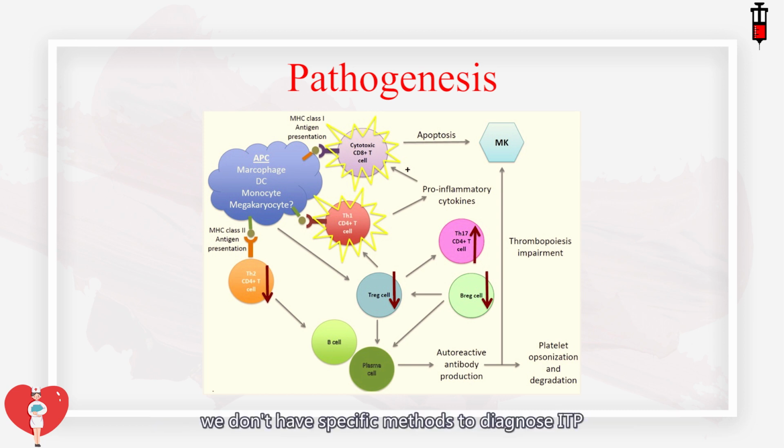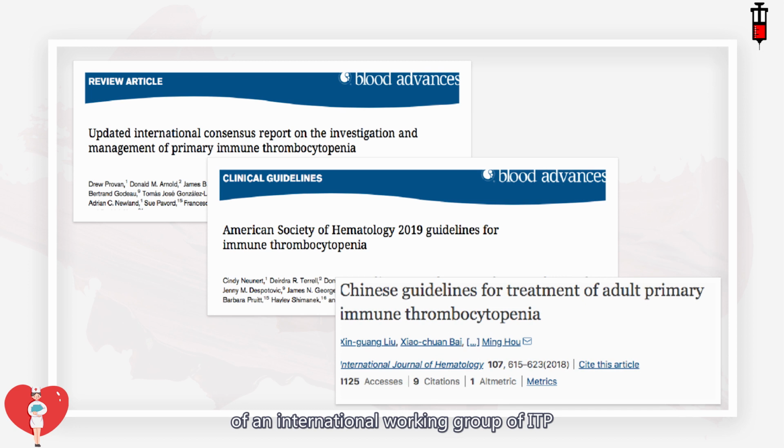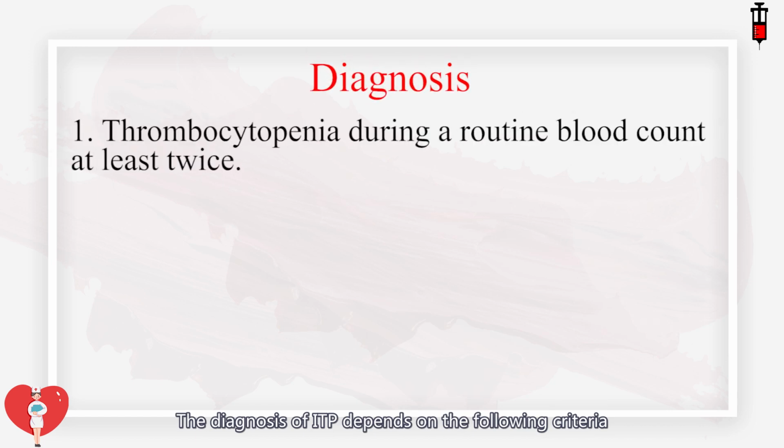In other words, we don't have specific methods to diagnose ITP. And the highest correct rate of diagnosis is close to 85%. In other words, still 15% of patients can be misdiagnosed. According to the guidelines of the International Working Group of ITP, the guidelines of the American Society of Hematology, and also our Chinese guidelines on ITP, the diagnosis of ITP depends on the following criteria.